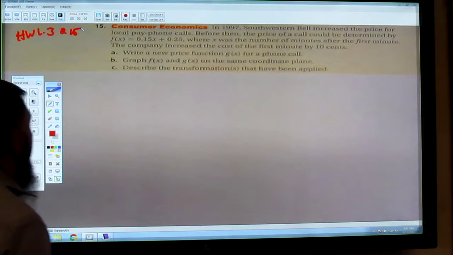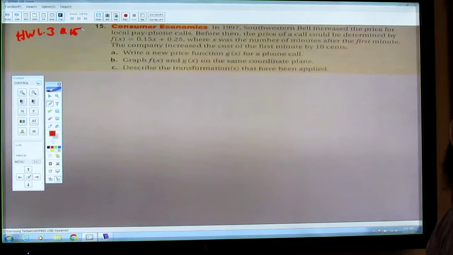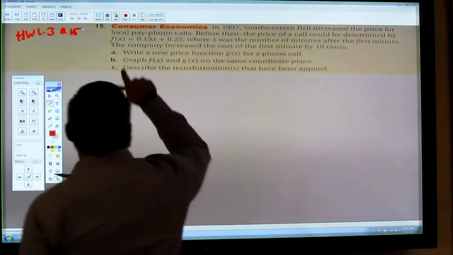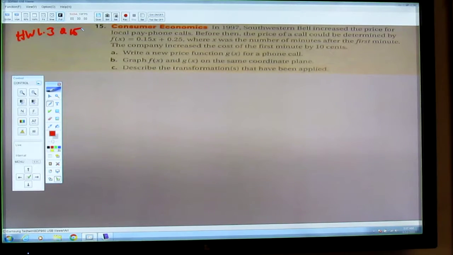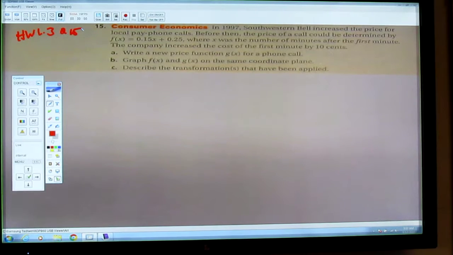It says, in 1997, Southwestern Bell increased the price for local payphone calls. Before then, the price of the call could be determined by this function: f of x is equal to 0.15x plus 0.25, or basically 15% of x plus 25 cents, where x was the number of minutes after the first minute.